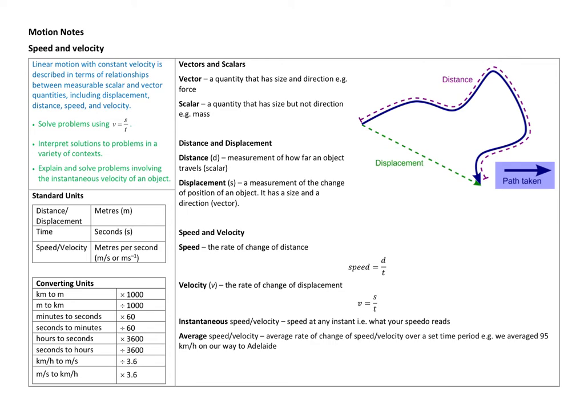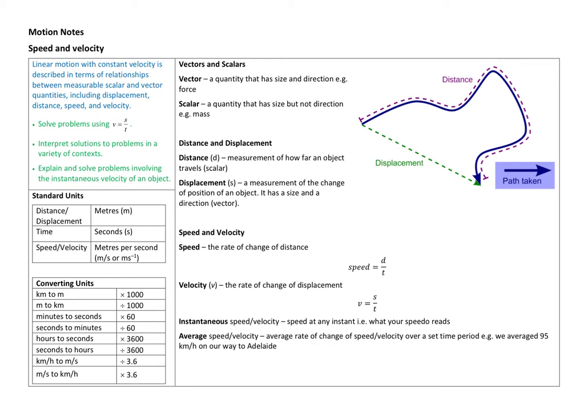So if you understand the difference between distance and displacement, and hopefully that's a reasonably simple concept, you basically understand the difference between speed and velocity, which is what we're talking about up here. Speed is the rate of change of distance. So if we drive to Adelaide, and let's say it's 600 kilometres, and we do it in 6 hours, we would say our speed is our distance, 600 divided by our time, 100 kilometres an hour.